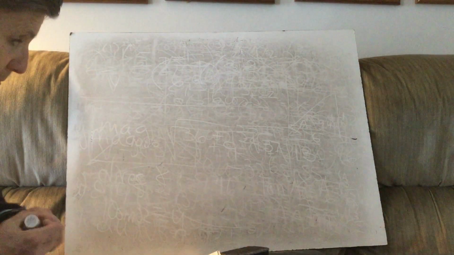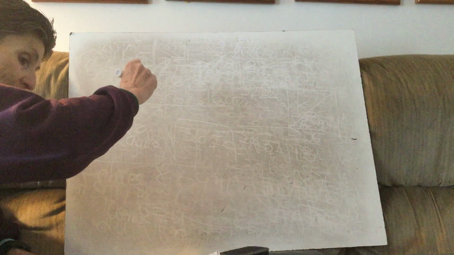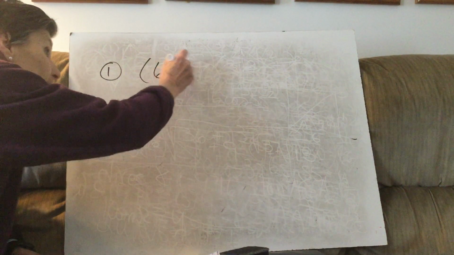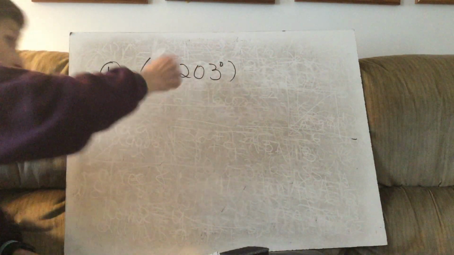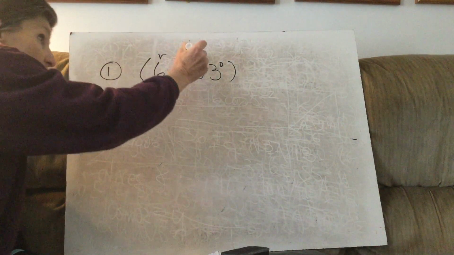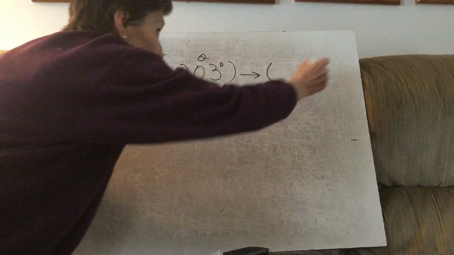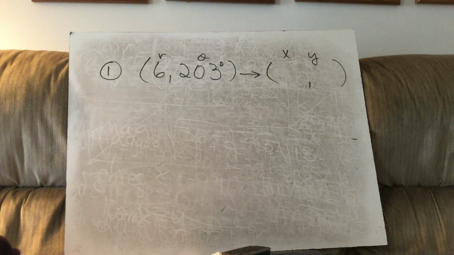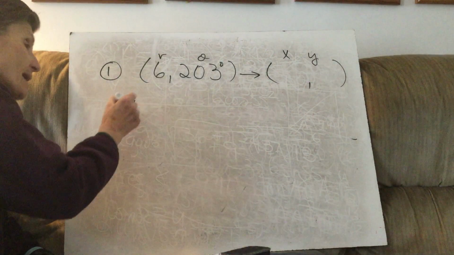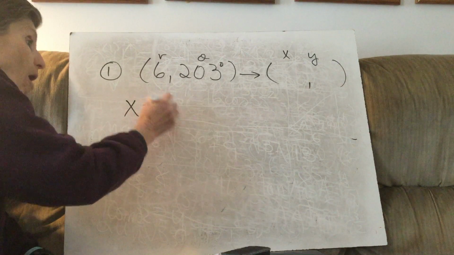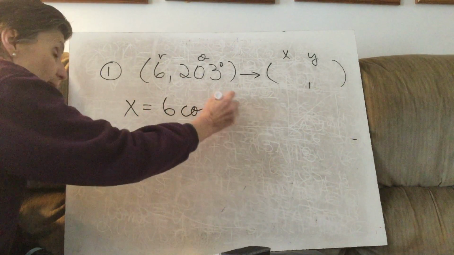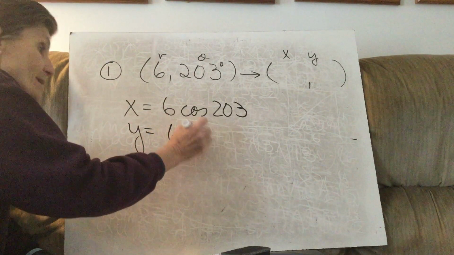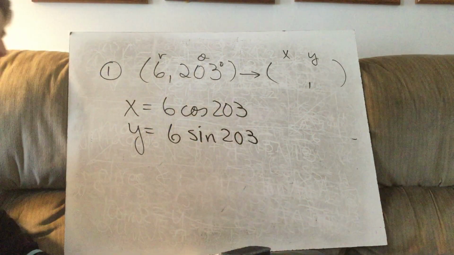All right, so the first problem says convert to rectangular coordinates. And it's (6, 203). Now remember, this means this is r and this is theta, and you want to find x and y. These are the super simple ones because x always equals r cosine theta, and y always equals r sine theta. Always, always, always.